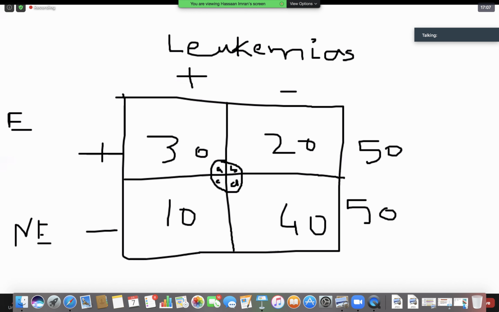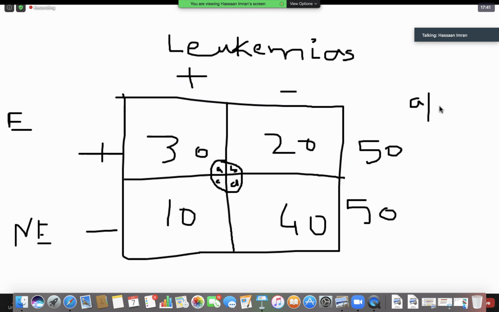Okay, now see, this is what it is. So, for example, it's the data that we have. How would we calculate the incidence of the disease among exposed? Any idea? Ma'am, 30 divided by 50? Very good. That would be 30 divided by 50. So if I have to write it down as a formula, that would be A over A plus B.